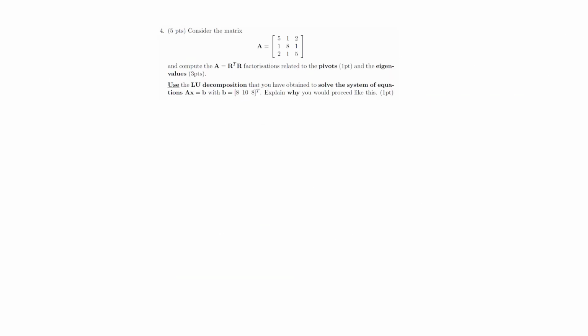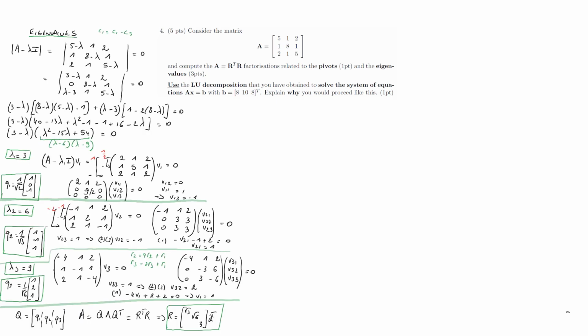Let us have a look at the fourth question of the exam. You're given a matrix A, and you have to compute two R transpose R factorizations, one related to the pivots and one related to the eigenvalues. For the first factorization, you'll have to perform an LU decomposition. So here you're asked to solve a question Ax = b. The A matrix is of course the same, and you're given a b, right? Using the LU decomposition, and you have to explain why you would proceed like this.